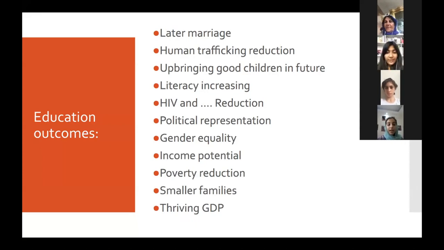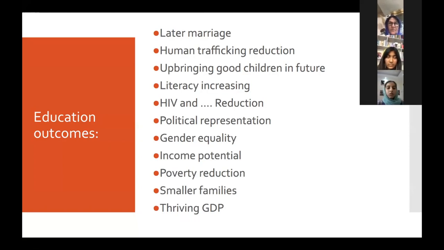So first me. Well, we had to do some research about education and outcomes to know and understand better why we are doing this project and why it is important. So these are some of the education outcomes, such as later marriage, reducing child marriage, human mentoring, and upbringing good children in future, literacy increasing, and also preventing HIV and other illnesses. And the most important one here is jealousy. And also some other reasons, such as poverty reduction, and it causes everything that is good for society. So next.